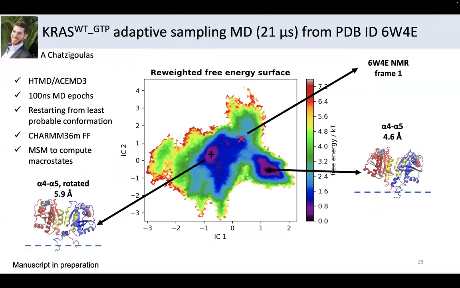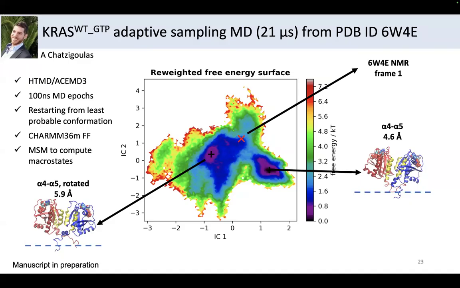We turned then to still unbiased simulations, but called adaptive sampling, where essentially you are running very short molecular dynamic simulations, and from each simulation you are taking the lowest probability state, so the state that has the lowest probability, and from that you spawn or start new simulations, hoping to escape the free energy minimum that you are currently located in and to overcome the barriers.